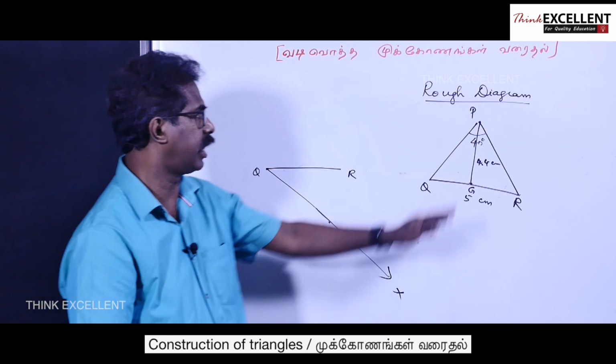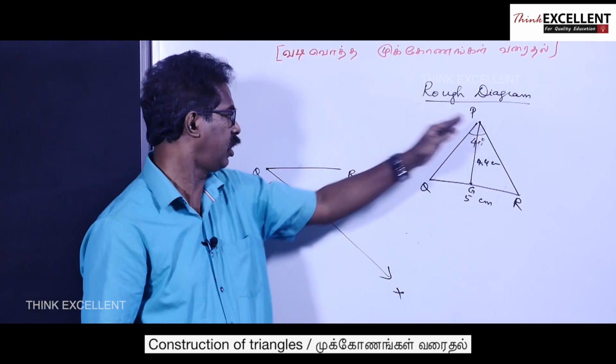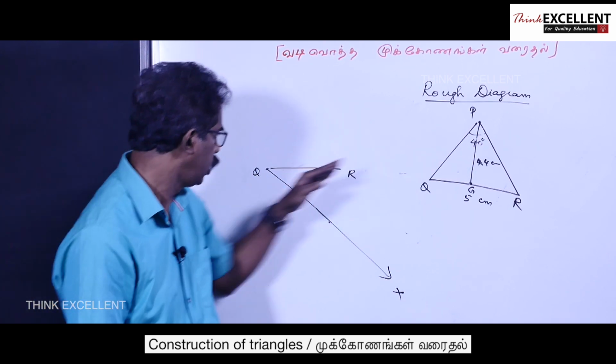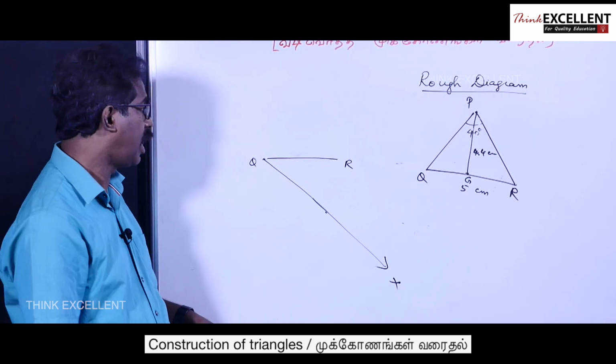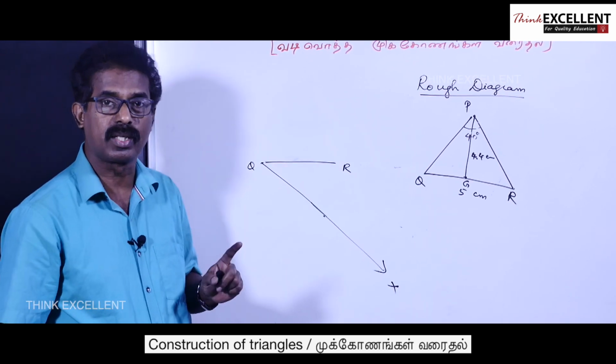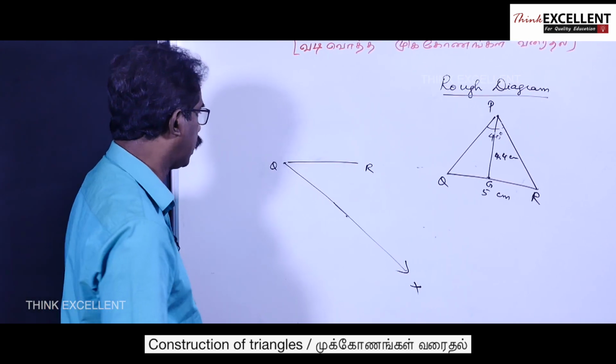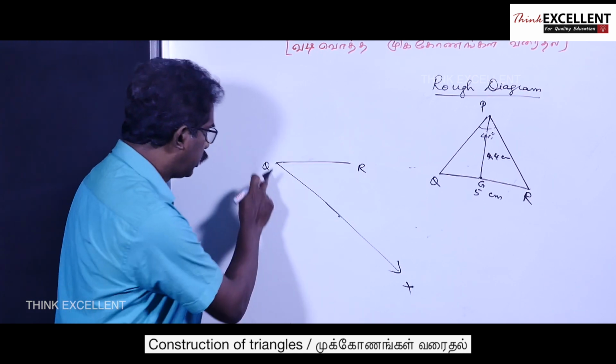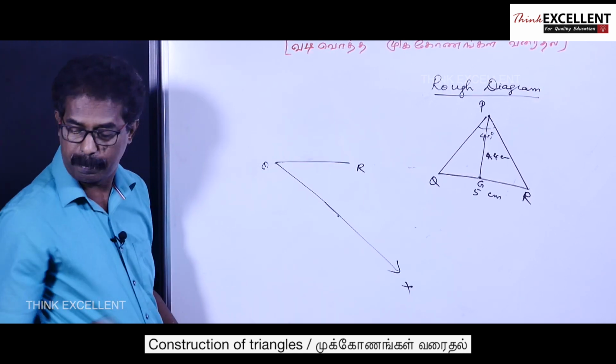Whatever vertical angle they give, you make it here. If they give 60, you make 60. If they give 90, you make 90. If it is 120, you make 120. Now, two perpendiculars we are going to draw. Very important thing. One is the line perpendicular to QX. For this QX, you draw a perpendicular line.